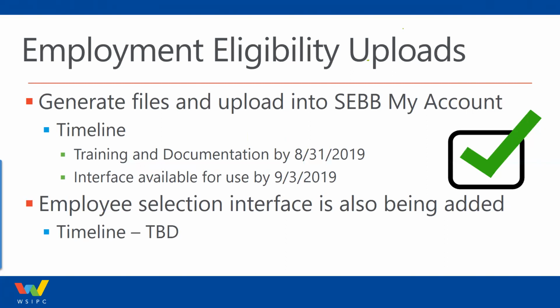So when it comes to the employee eligibility upload, we're going to create an interface in both Skyward products, SMS and the cumulative product, for allowing you to select employees and query those that are eligible, select them for eligibility, and then generate a file out of your Skyward systems and upload those into SEBB My Account. Right now we're working on those interfaces, and we'll be doing some initial testing of those file loads. We've done some initial testing already with HCA.